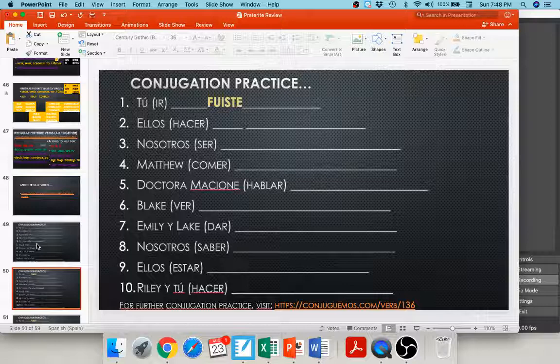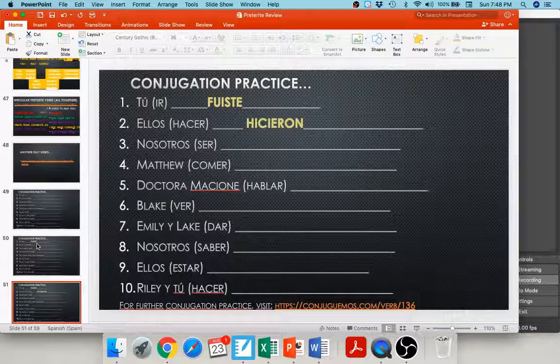All right, now that you've had a second to try these, let's take a look. Number 2 says ellos and hacer. We know that hacer is part of the I group preterite, so if we sing our song, fui, di, vi, hice. Hice is the yo form. We know that in the ellos form, the ending should be hicieron, so we get hicieron as our final answer.